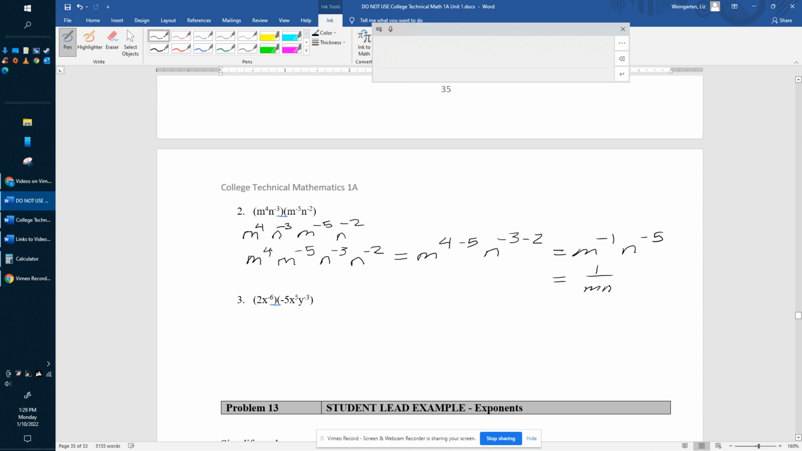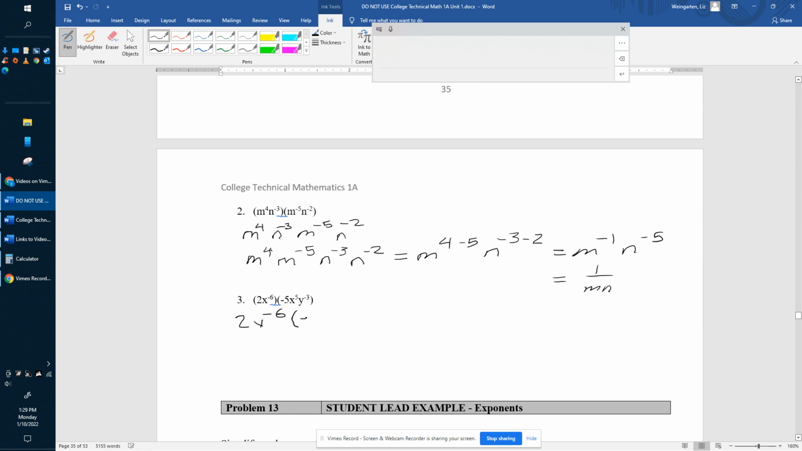One more example. Again, it's a similar concept, only this time we have constants in there. Constants being the numbers. A constant is the opposite of a variable. So we have 2, negative 5, x's, y's, negative exponents, positive exponents. So the first thing we're going to do is get rid of the parentheses. Then we can move stuff around.